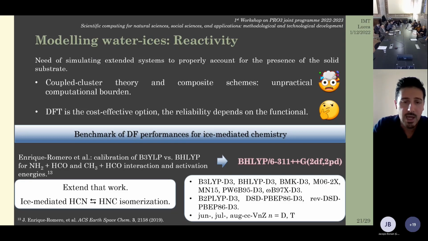simulating ice-mediated chemistry. Actually, I have to say that this topic is not new, but it has never been treated in a systematic way. For this reason, we considered a paradigmatic reaction, the HCN to HNC isomerization reaction, and we considered a number of density functionals chosen, let's say, on the basis of our previous knowledge.